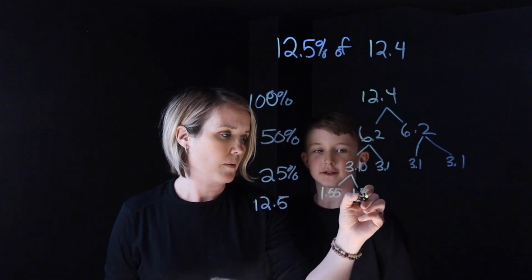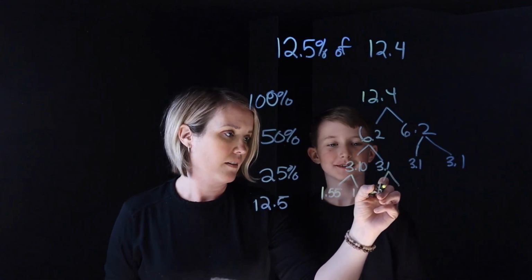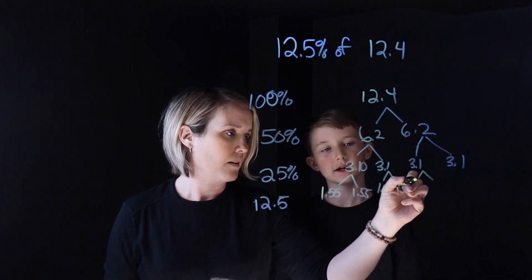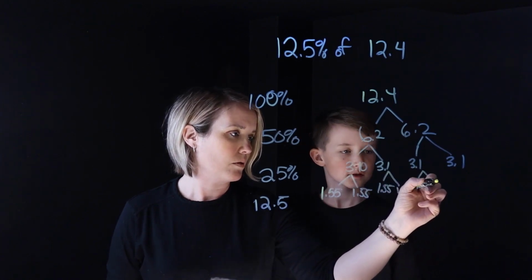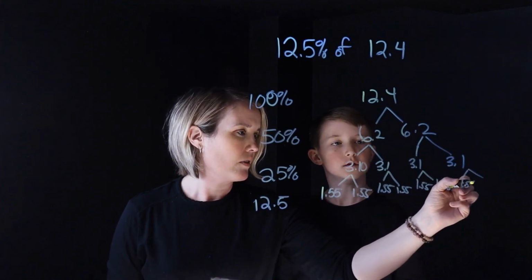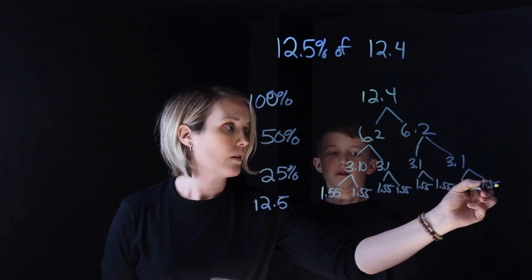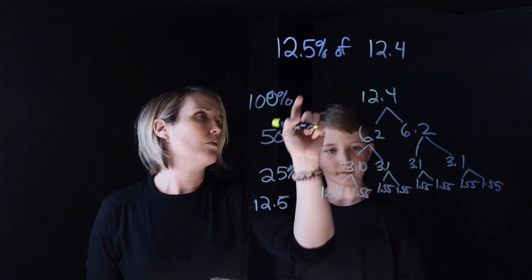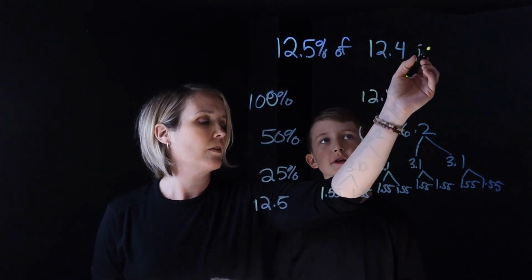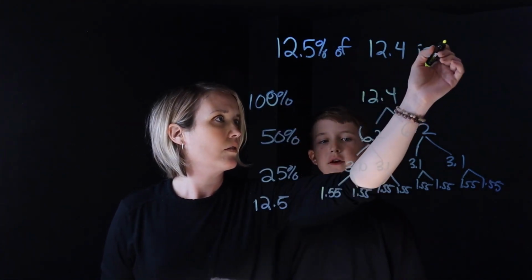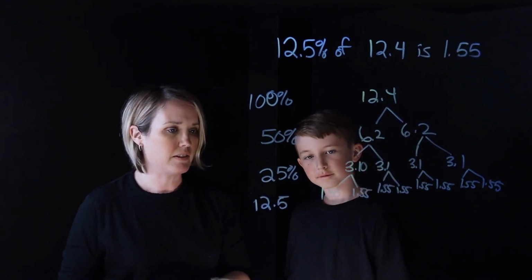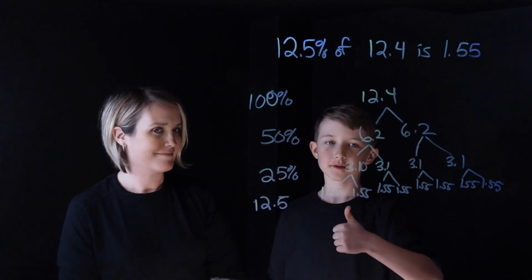So now we just have to keep on splitting these. And how many equal groups will we have here, Louie? We will have 8 equal groups. And there they are, right? So what's 12.5% of 12.4? That would be $1.55, or 1.55. Perfect. Great job. Thank you.